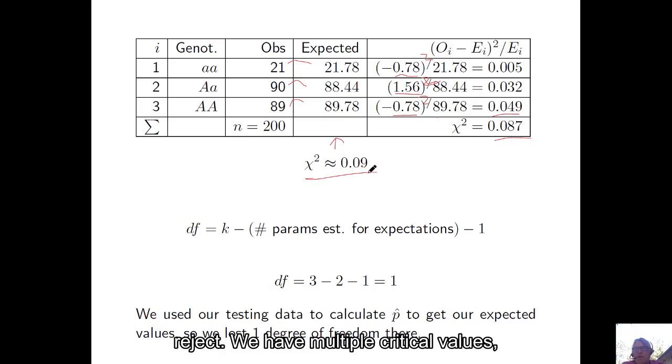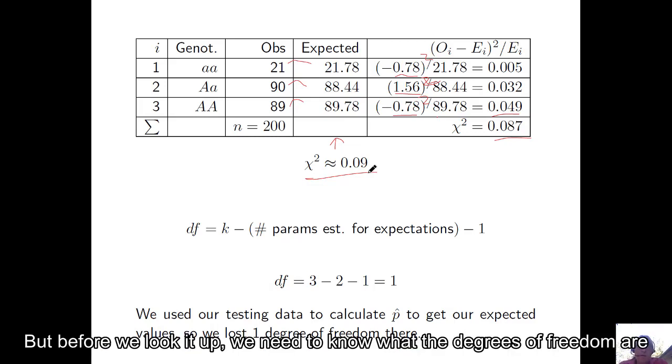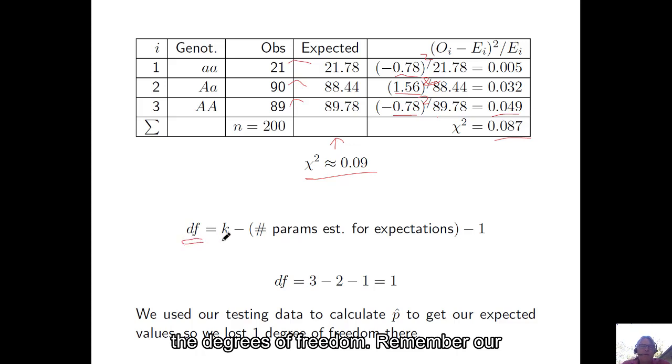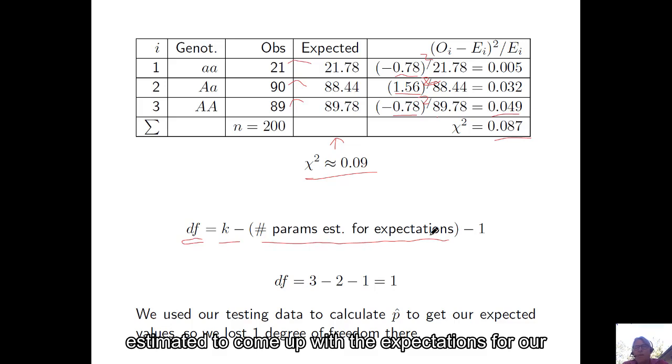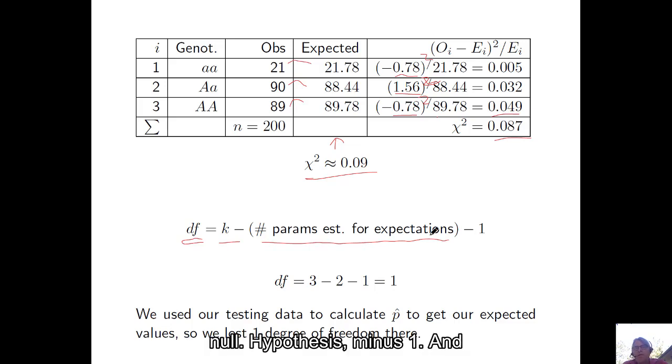We haven't looked up the critical values yet, but I've done a lot of chi-square tests in my life, and that's a tiny chi-square value. But before we look it up, we need to know what the degrees of freedom are. The degrees of freedom, remember, are k, number of categories, minus the number of parameters estimated to come up with the expectations for our null hypothesis, minus 1.